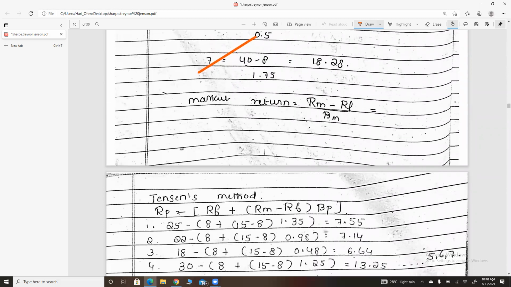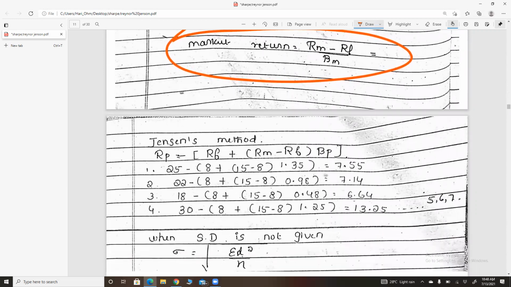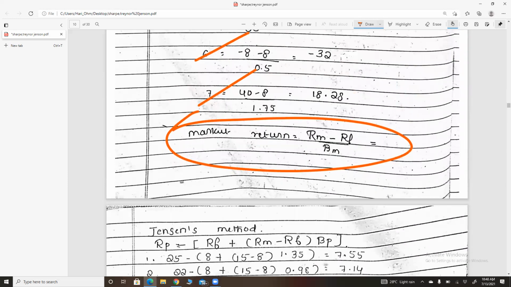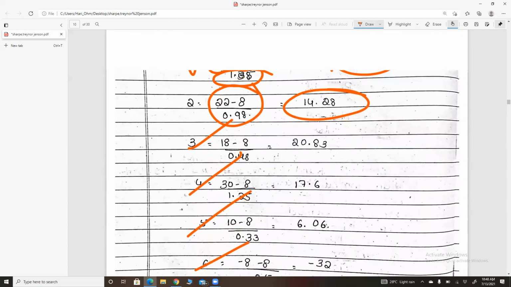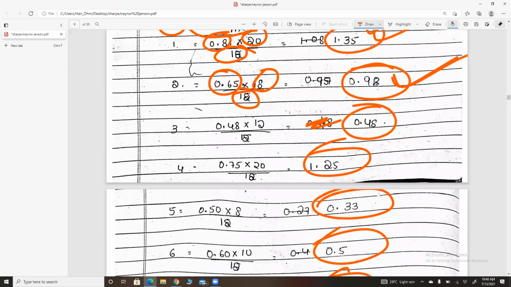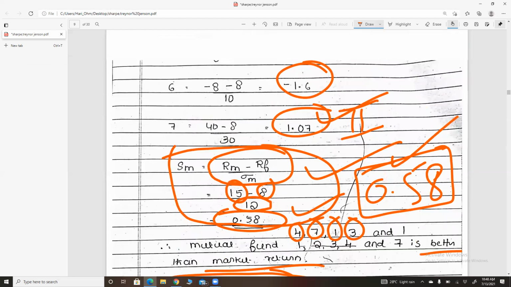Next, you need to calculate the market return. How do you calculate market return? Here the answer is not given. You work it out yourself. It's very simple. RM minus RF divided by beta M. Now RM, I'll tell you, RM is here. What about market return?